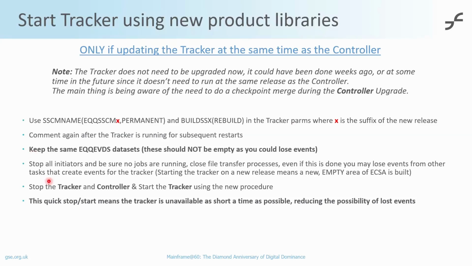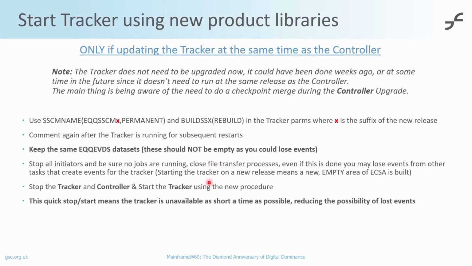Then you have to stop all the initiators. You need to be sure that no jobs are running. You need to close any file transfer processes that you might have on your system. And even if you do this, you might lose some events that are coming from other tasks that create events for the tracker. Okay, that's the reason why this is not the preferred method to perform the tracker upgrade, because you could lose some events.